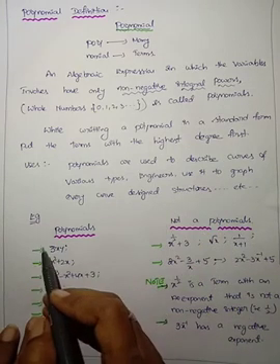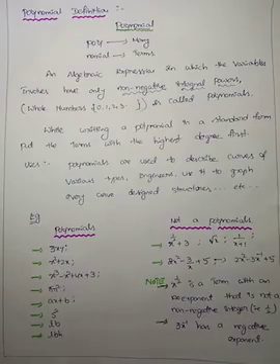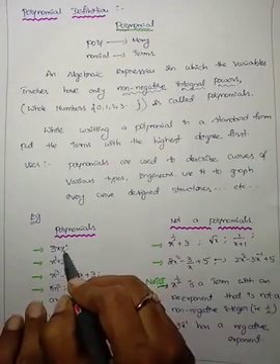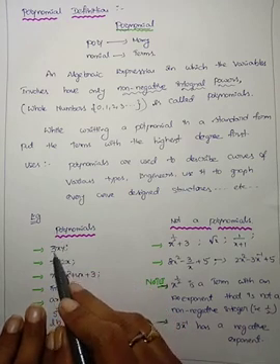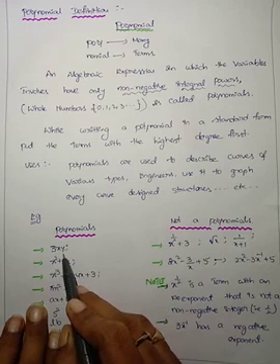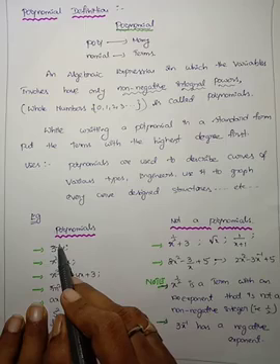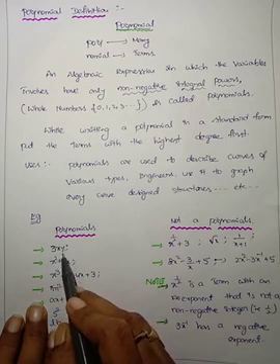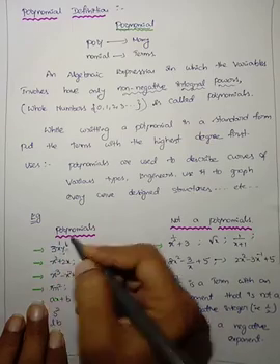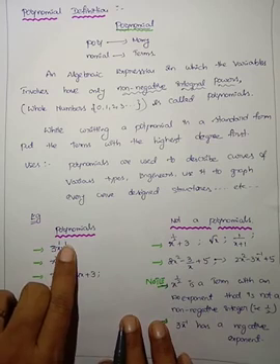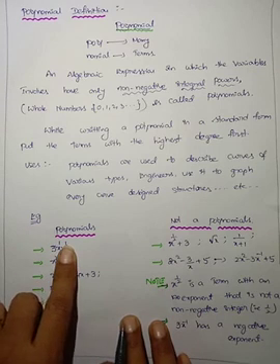Take an algebraic expression 3xy. 3xy is an algebraic expression. In this expression, 3 is a constant, and x and y are the variables. So an algebraic expression in which the variables involved have only non-negative integral powers. Powers means the exponents of the variables.